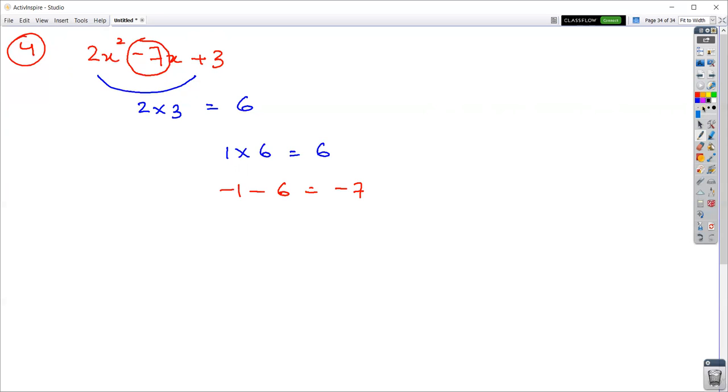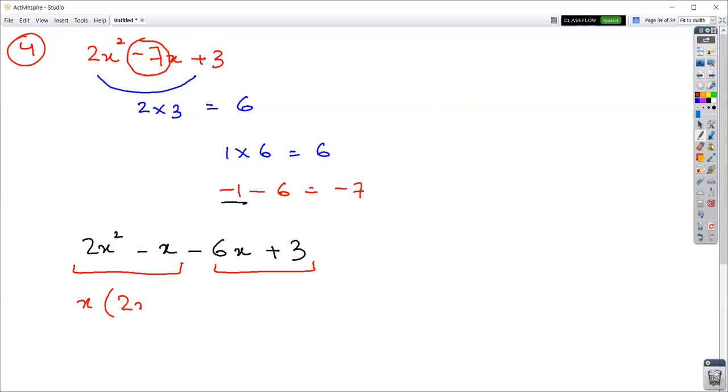Writing it down in the split form, keeping the first and the last term the same, we'll be getting 2x squared minus x minus 6x and the last term, which is plus 3. Once we split the middle term, we're going to make two pairs. The first two terms make the first pair, and the other two make another pair. We're going to factorize something from the first pair. I can see that no number can be a factor, but the variable x I can take as a factor. Inside the bracket would be 2x minus 1.